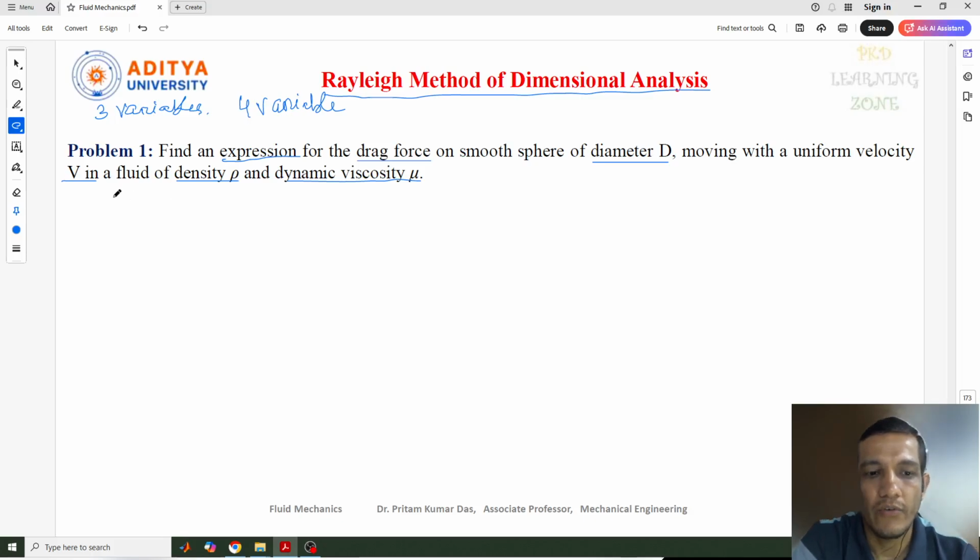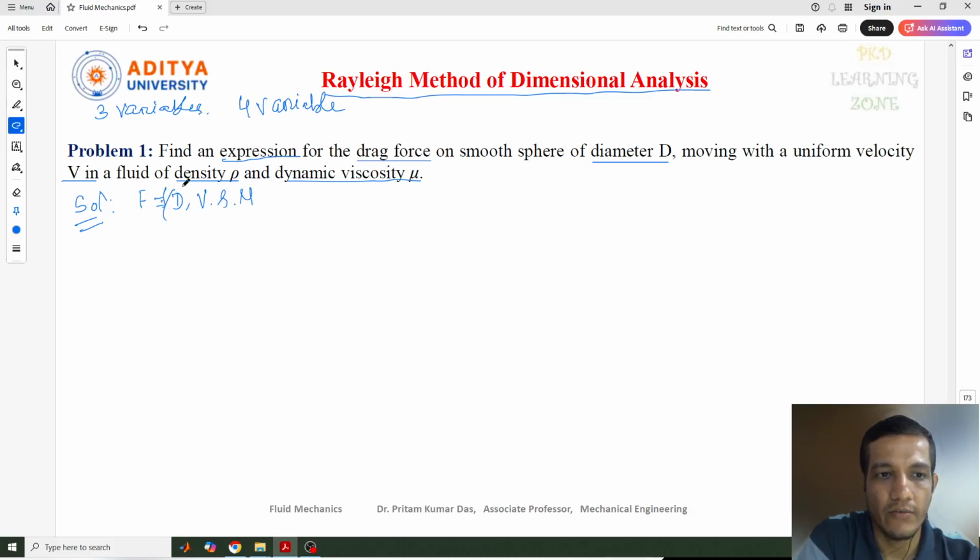So let's write down the solution for this. Here we can write the drag force F is a function of, or is dependent on, these variables: d and v, and here we can write rho and mu. Or you can write F is a function of these, like this.